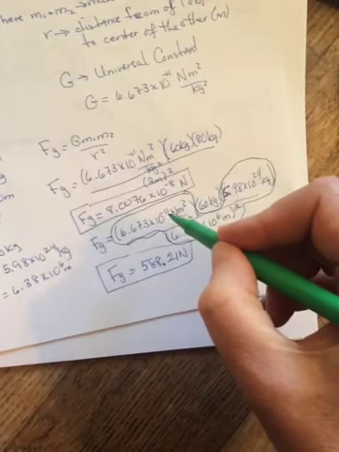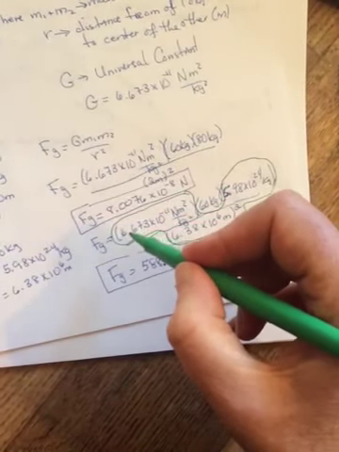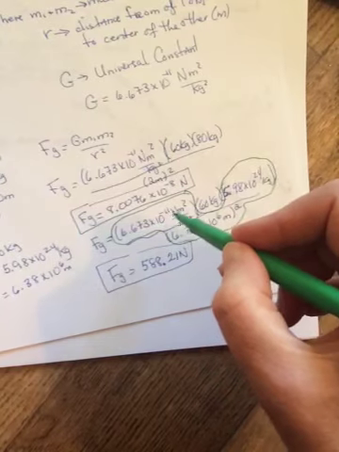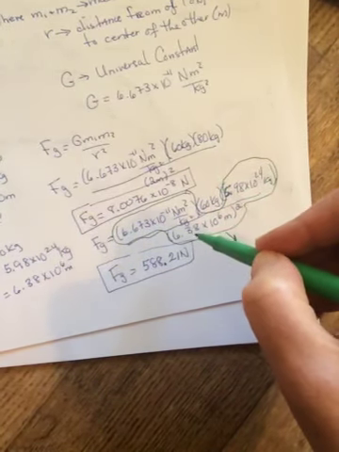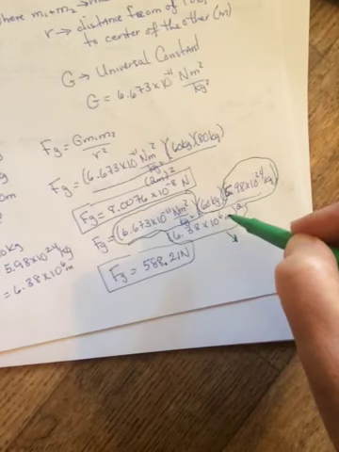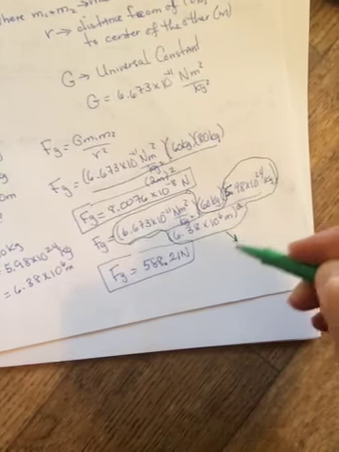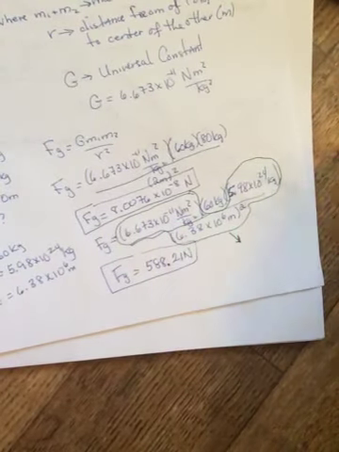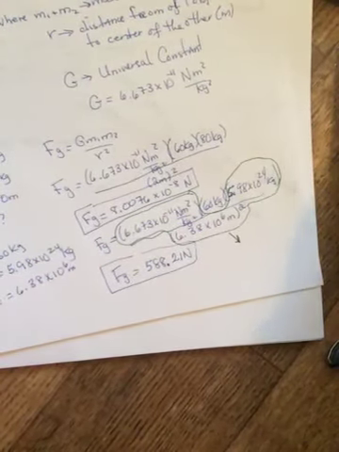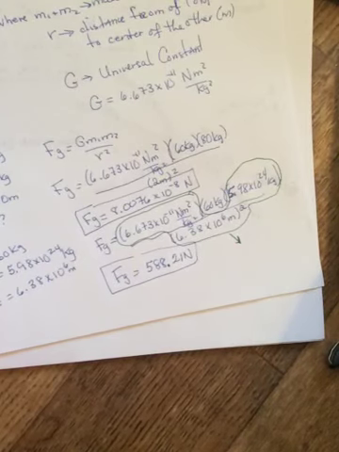So pause the video again and find out what this is equal to. This 6.673 to the negative 11 times the 5.98 to the 24th and the 6.38 to the 6th squared. Find out what that will give you when you multiply them and divide them together, okay? I'll wait for you.